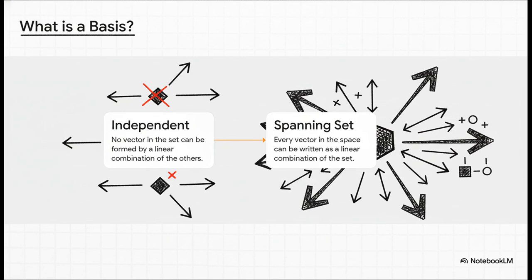Think of a basis as the set of atoms for a vector space. It's a group of vectors that has 2 really important properties. First, they're linearly independent, which is a fancy way of saying there's no redundancy. You can't make any of the basis vectors by combining the others. And second, they span the space, meaning you can build any vector in the entire space just by scaling and adding up your basis vectors. It's the most efficient set of building blocks you can possibly have.